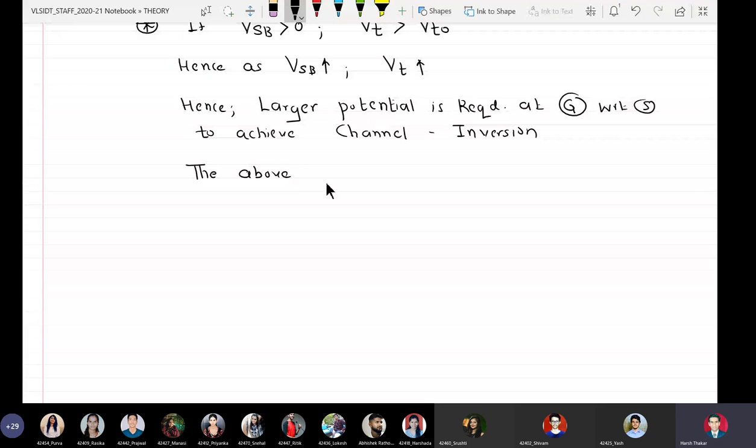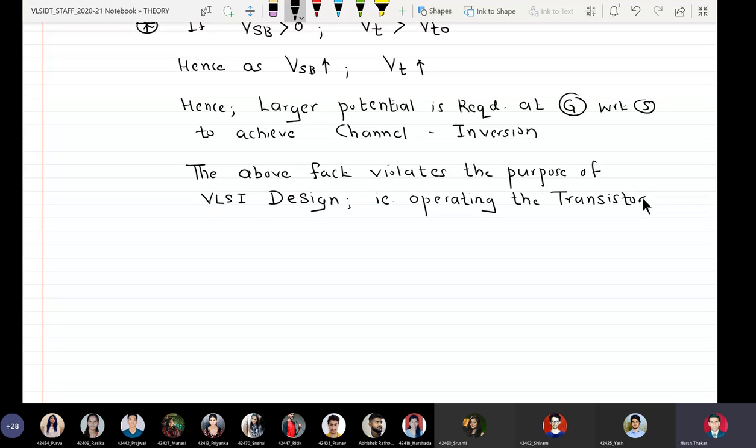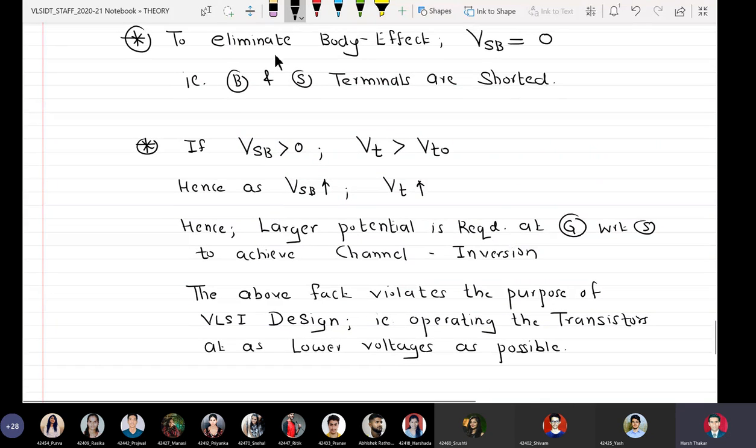The above fact violates the purpose of VLSI design, that is, operating the transistors at as low a voltage as possible. Okay.